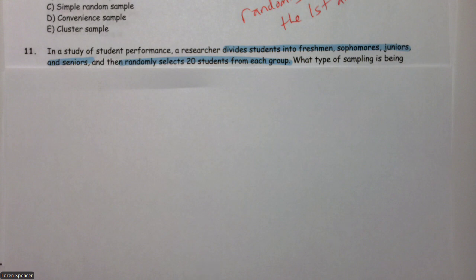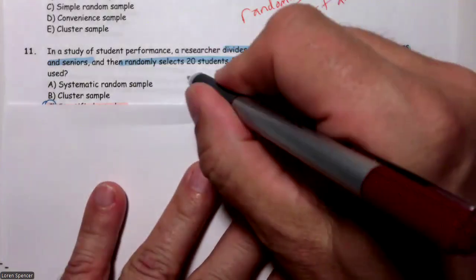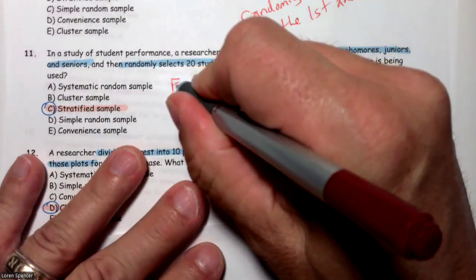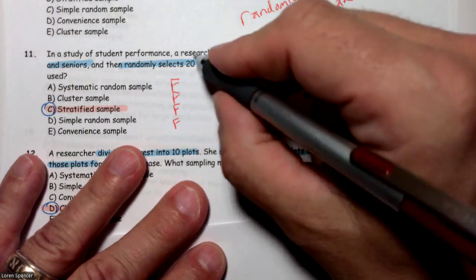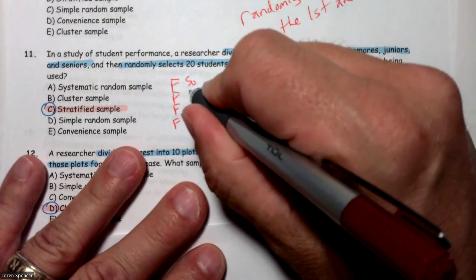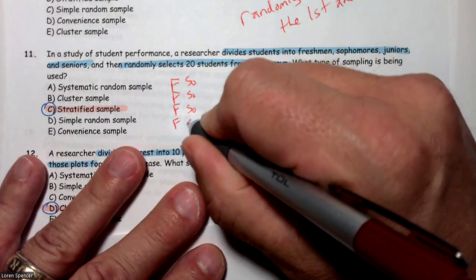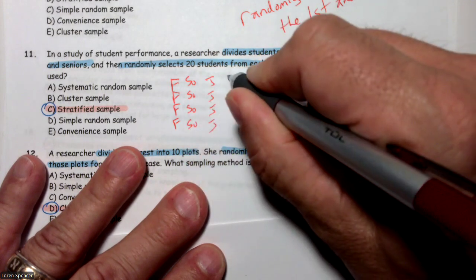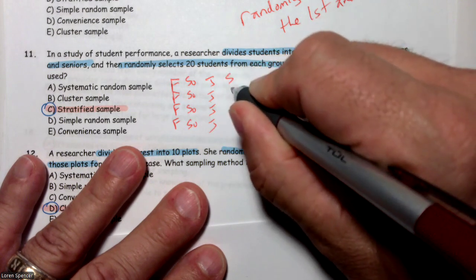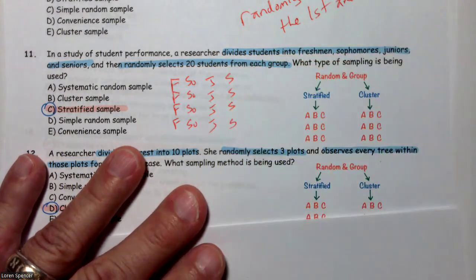So in a study of student performance, a researcher divides students into freshmen, sophomores, juniors, and seniors, and then randomly selects 20 from each group. What type of sampling? Hey, you know what? We have freshmen, F, F, F, F. Freshmen get Fs. We have SO for sophomores, J, J, J for juniors, S, S, S, S for seniors.